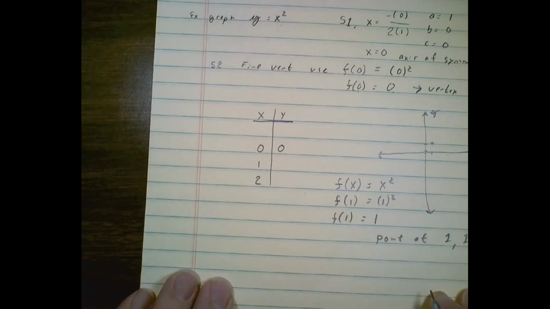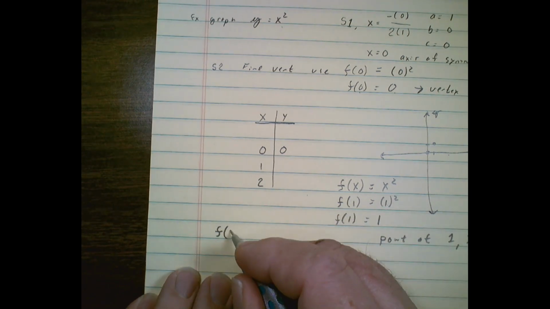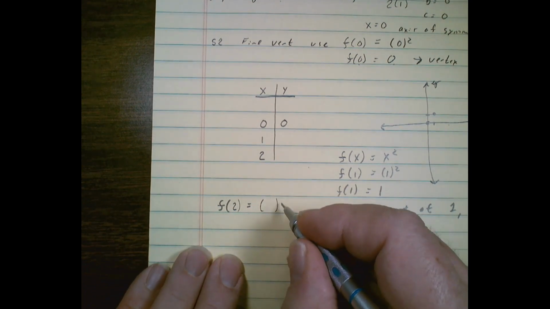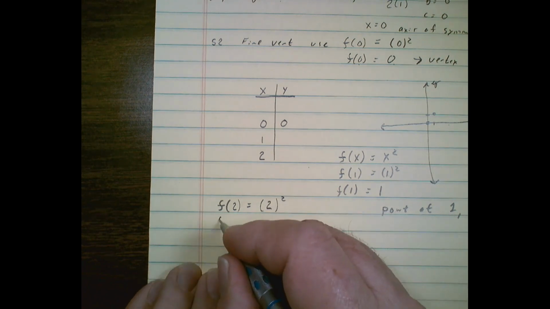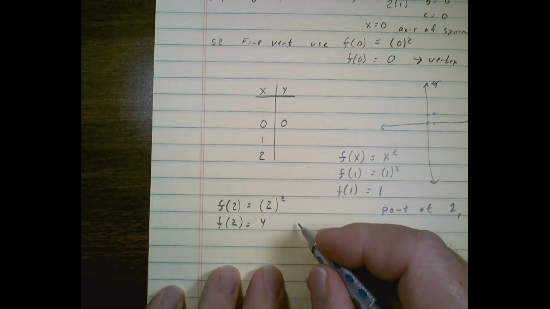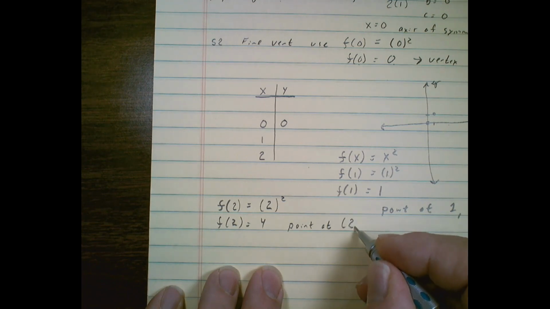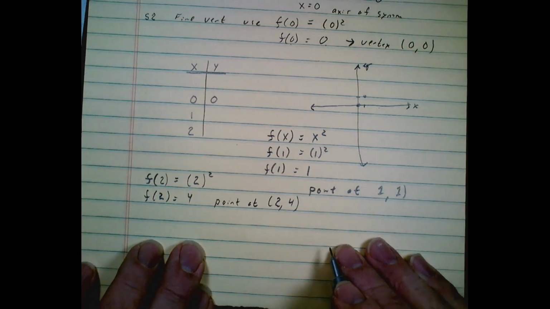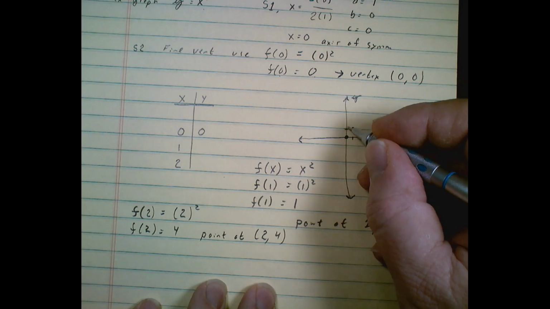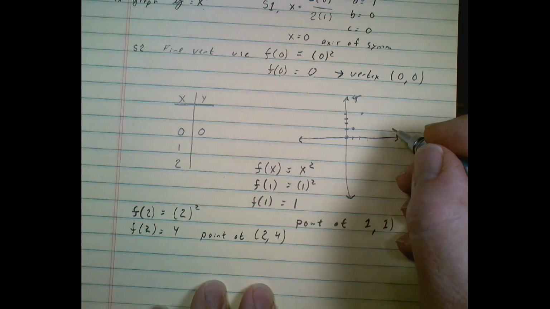Now I want to find out what's happening at f of 2. I'm going to plug that into my original equation. It's x squared, so put in my 2 there. So f of 2, 2 times 2 is 4. That means I have a point at 2, 4. So let's go up here to the graph at 2, 4. There's 1, 2, 1, 2, 3, 4. So about here, I'll have another point.